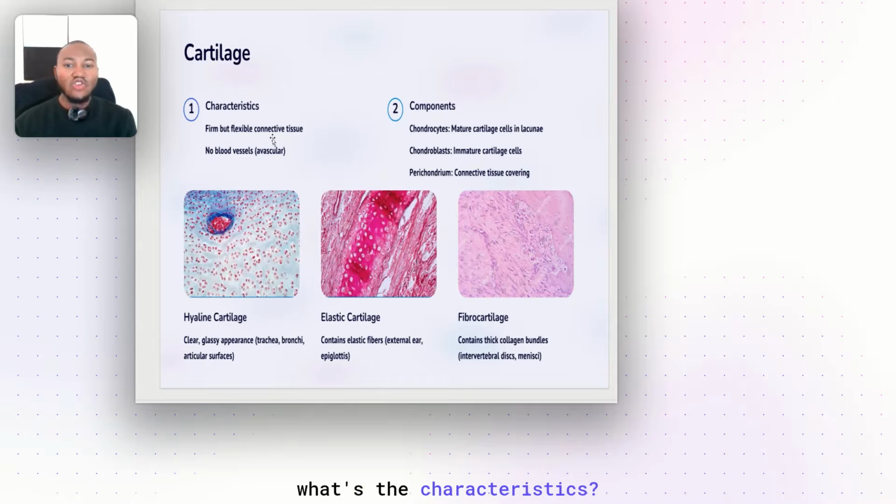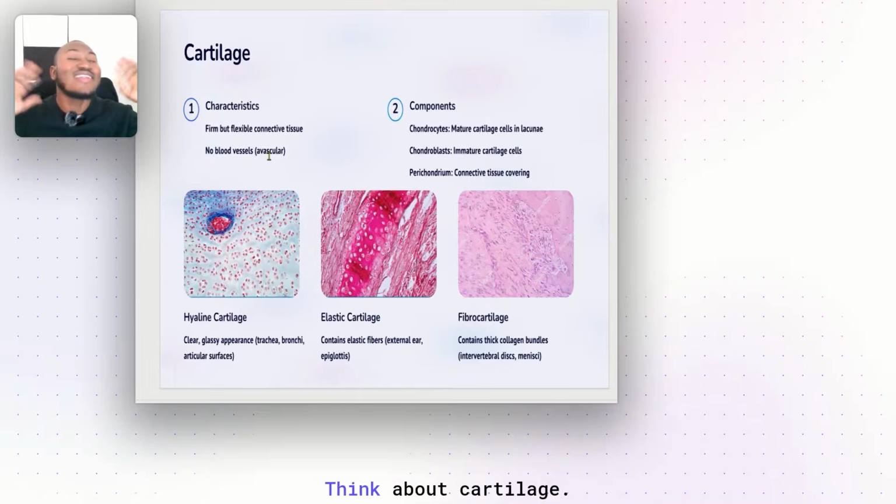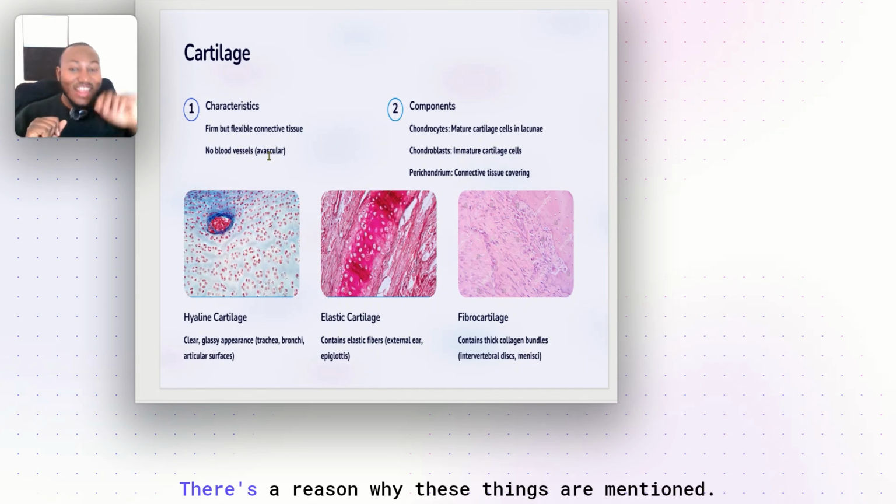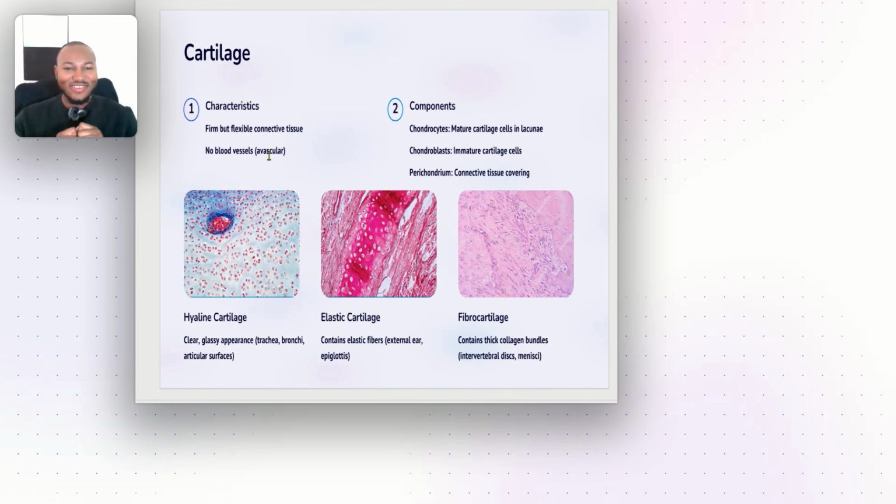What's the characteristic? No blood vessel, avascular. So if they tell you which one is avascular, think about cartilage. Which one is vascular? Think about what? Areolar. There's a reason why these things are mentioned. You need to know. All right?